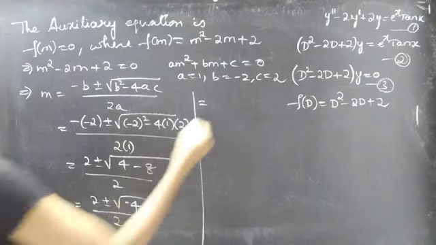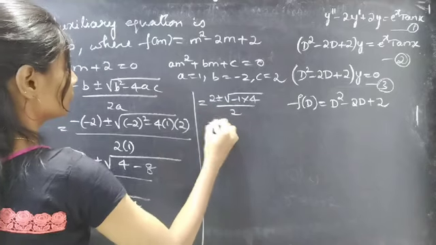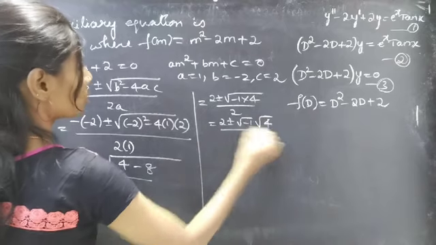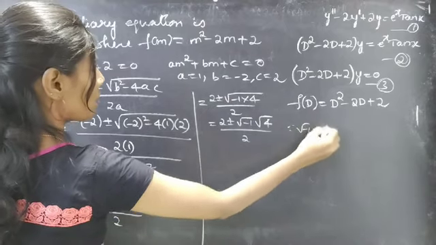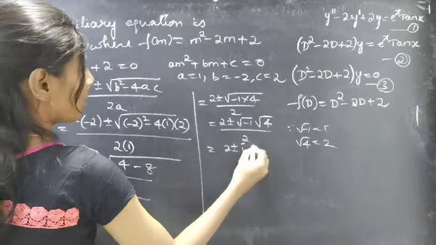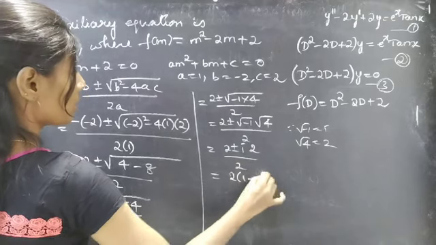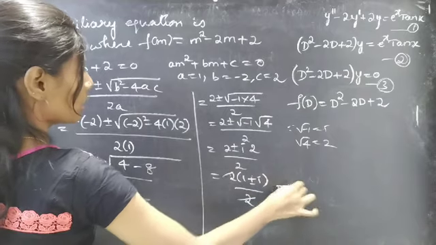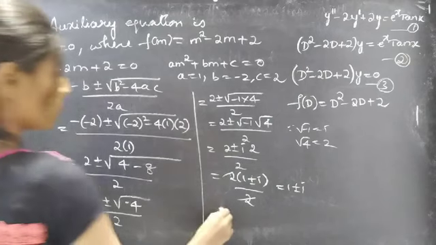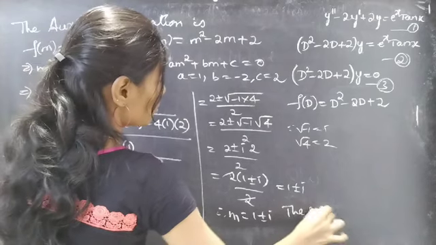Again, you can write square root of minus 4 as square root of minus 1 into 4 for our convenience. Again, you can split the square root as square root of minus 1 into square root of 4. Since we know that square root of minus 1 is i and square root of 4 is 2, we'll get i into 2 by 2. Now take 2 common from the numerator. We'll get 2 times 1 plus or minus i by 2, where 2 gets cancelled, and we'll get 1 plus or minus i, a pair of complex conjugate roots. Therefore, m equal to 1 plus or minus i, the roots are complex conjugate.